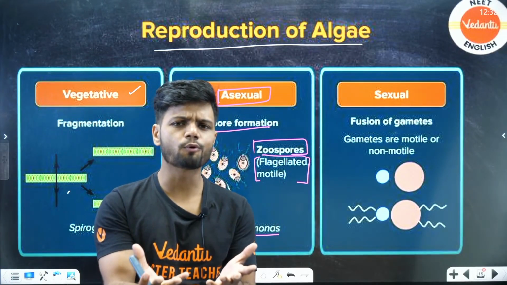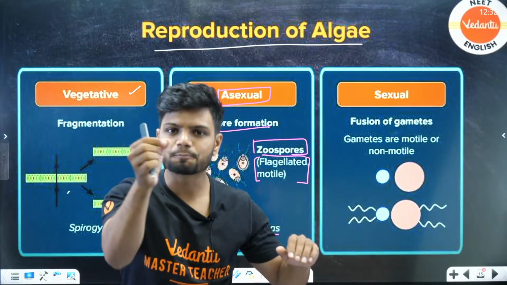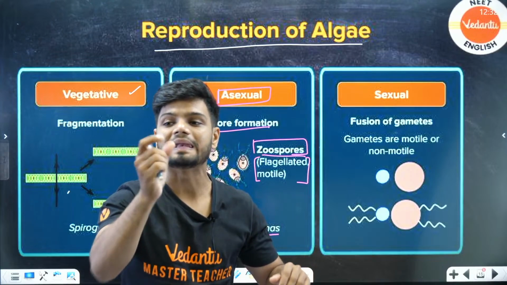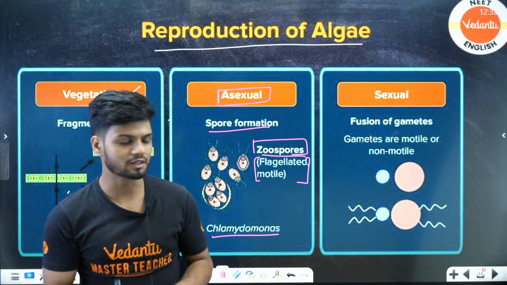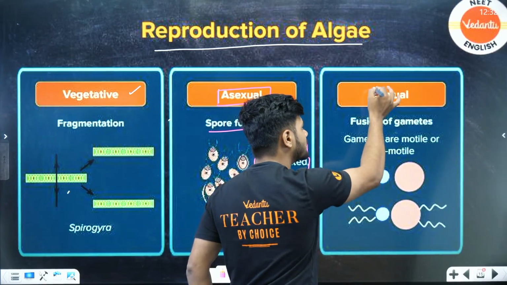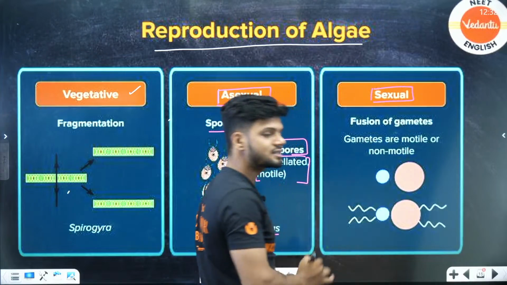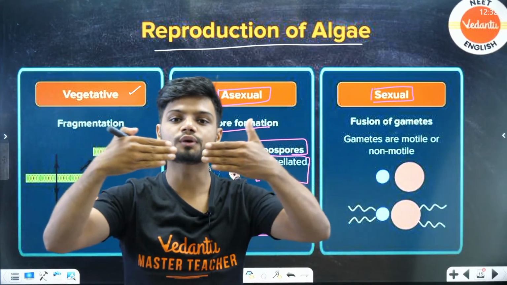Now, what about the spores where the flagella is completely absent? Such spores are called aplanospores. We call them aplanospores. Clear? Now, your particular algae can also undergo sexual reproduction, that is fusion of two gametes.